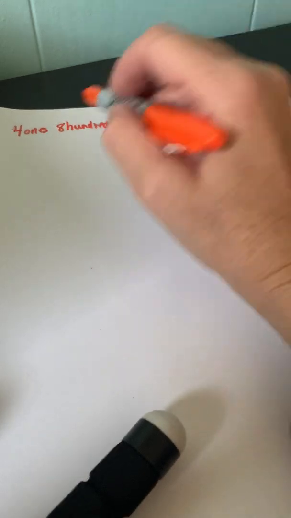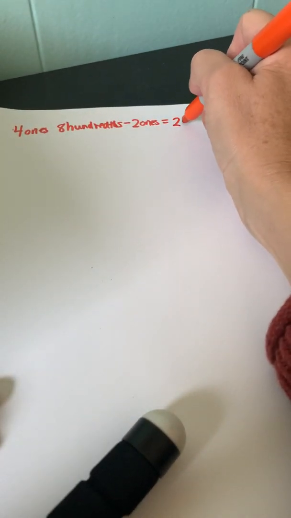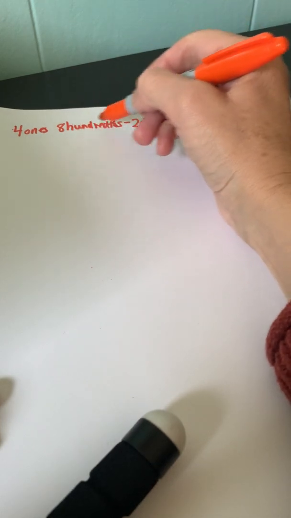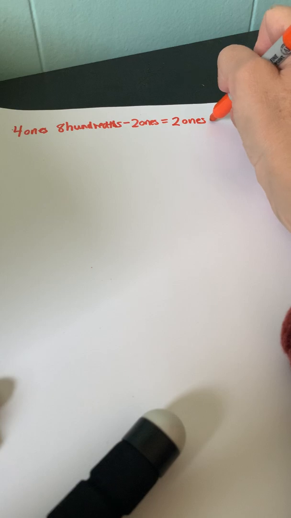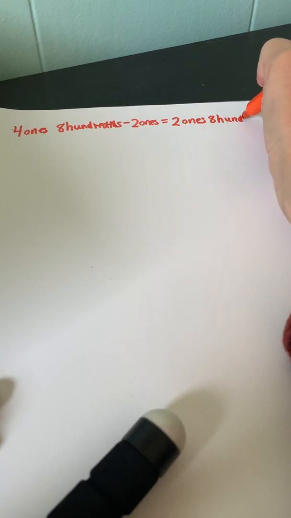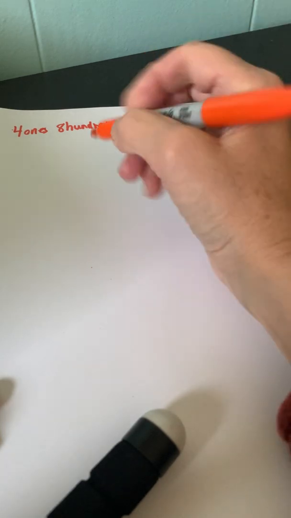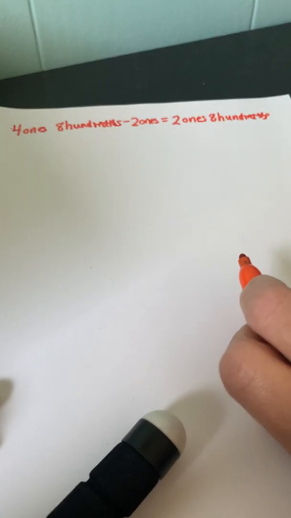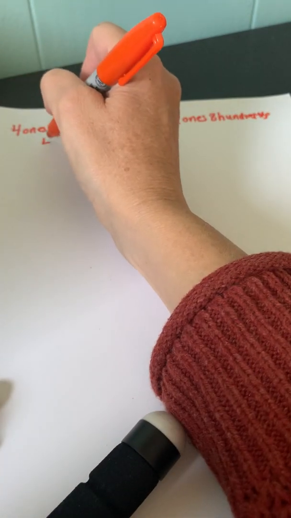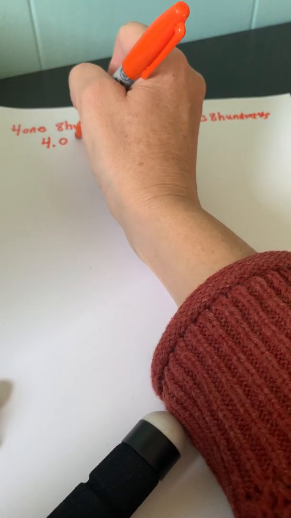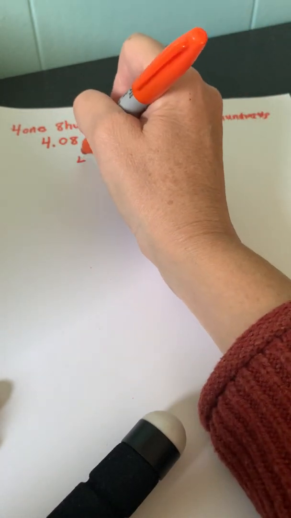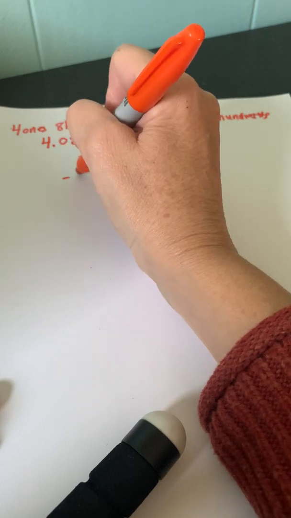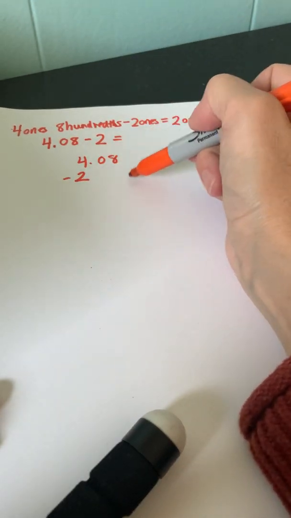Okay, so 2 ways to think of this. 4 ones minus 2 ones is 2 ones. 8 hundredths minus, there's no hundredths in that number, is going to leave me with 8 hundredths. Now, another way to think of this is to write 4 ones and 8 hundredths minus 2. Then put it in vertical form.